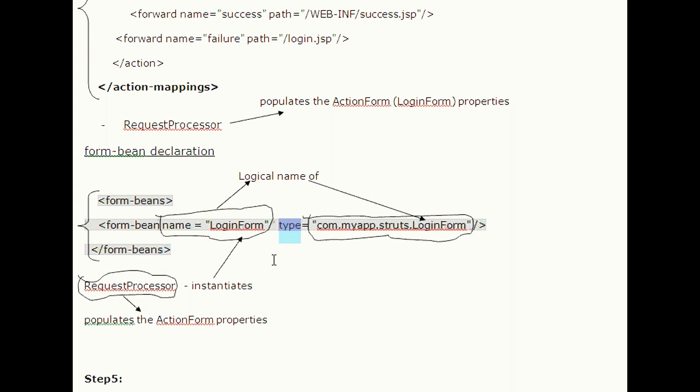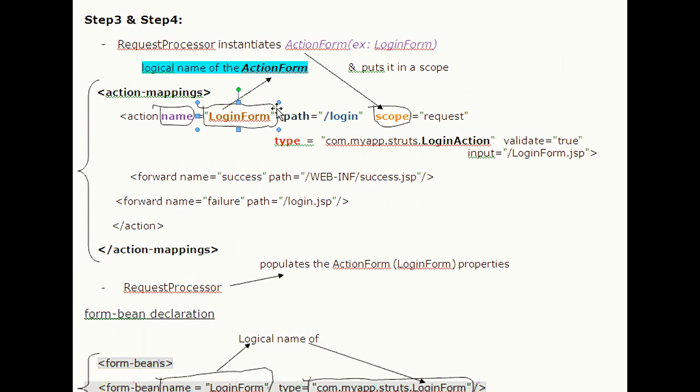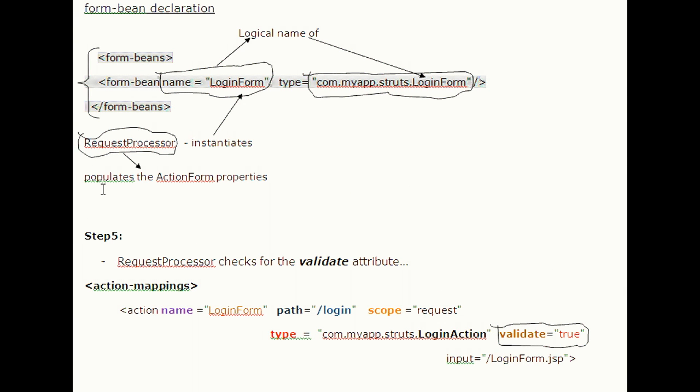In my case, the name of the action form is LoginForm. I have given the same logical name to the name attribute of the action element. So the request processor instantiates an action form bean and populates its properties. The request processor also determines the scope by looking at the scope attribute in the same action mapping to put your action form in the scope.